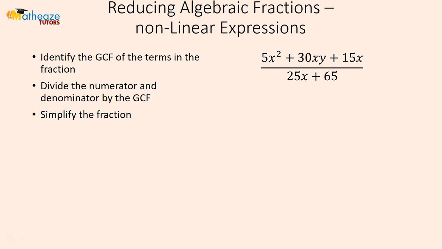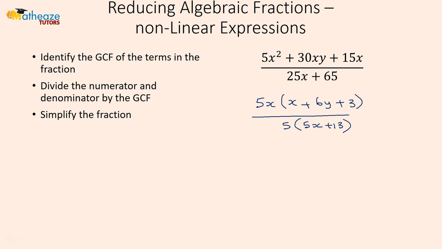Now we have this is a quadratic form of an equation here. And we're going to factor that. So 5x squared, 30xy, and 15x. Safe to assume that 5x is a common factor. So that's going to give us x plus 6y plus 3 over 5, and then 5x plus 13.